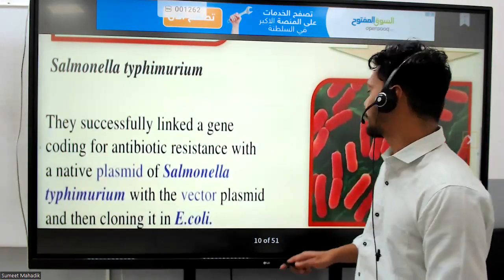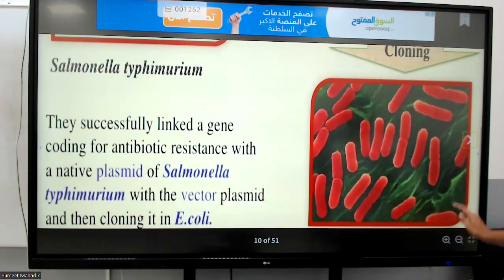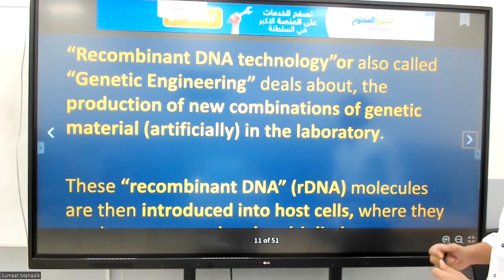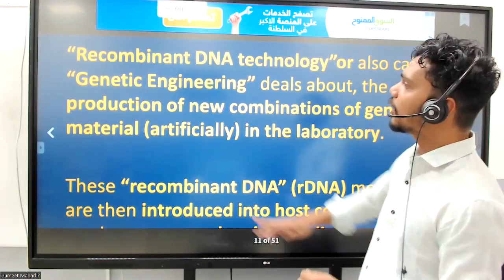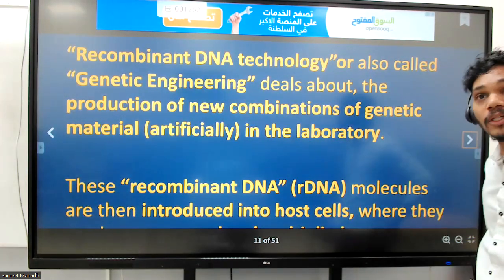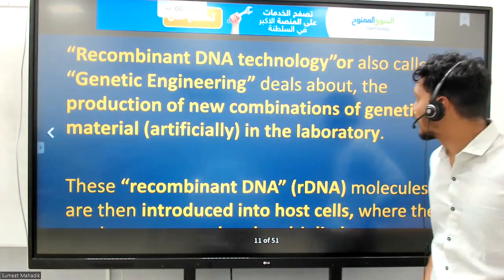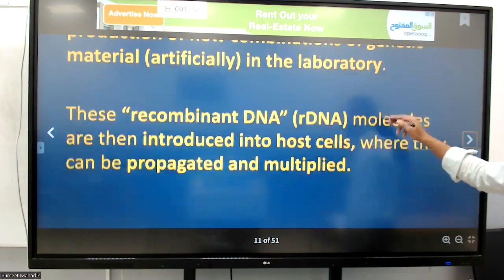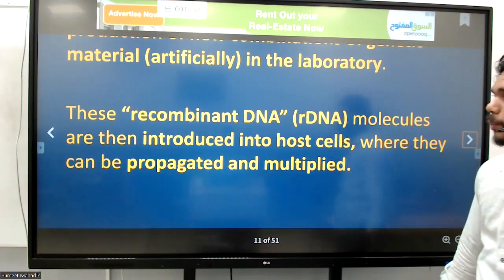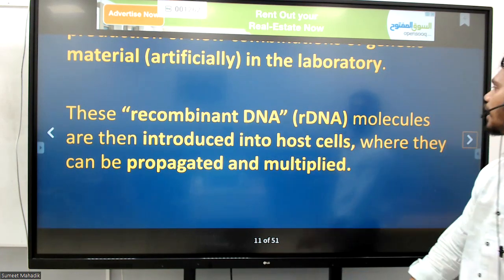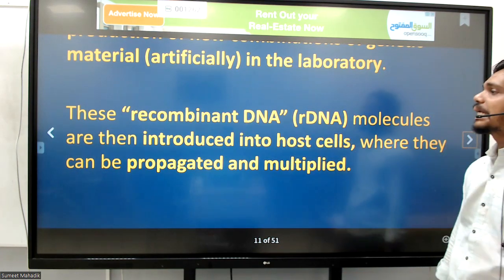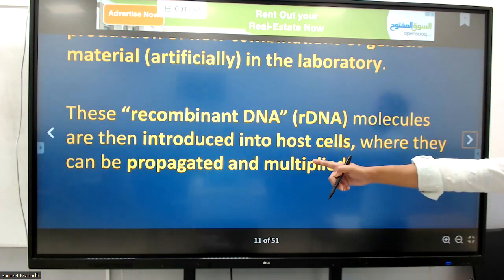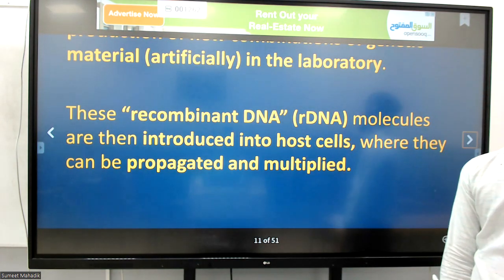Desired gene. Okay, please pay attention. Let's go further. Now, recombinant DNA technology, also called genetic engineering, deals with the production of a new combination called rDNA, right? rDNA of a gene material artificially in the laboratory. Why laboratory? Obviously, the laboratory has to be there. This recombinant DNA, rDNA molecules, are then introduced into the host cell where they can be propagated and multiplied.